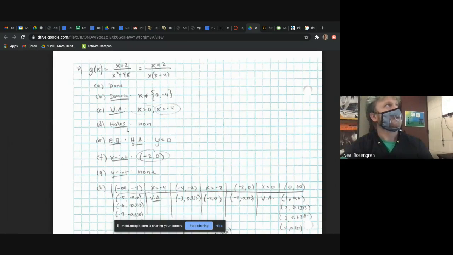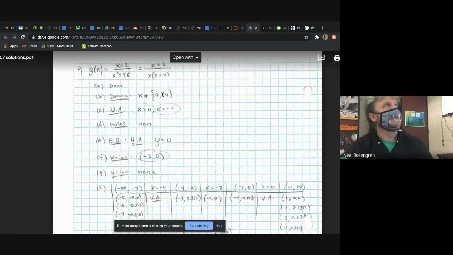No holes because I didn't divide anything away. That should say none. There should be an E at the end there. But domain can't be 0 or -4. Those are both asymptotes. X-intercept at -2 from the 0 from the top.